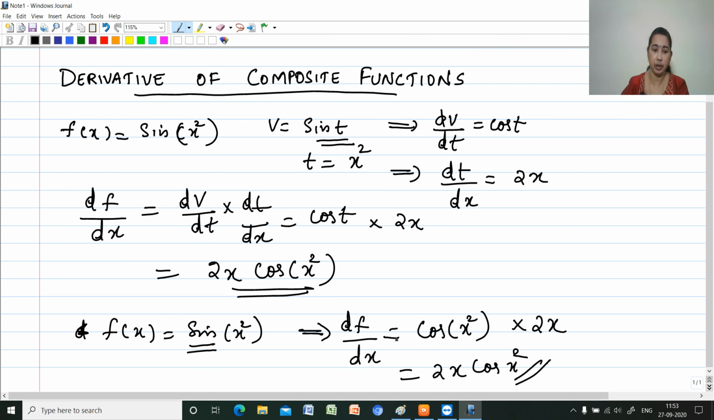This is the alternate method, the second method. This is the easiest method to do it. So first you directly differentiate, then inside the bracket also you have to differentiate. So I'll show you another example.